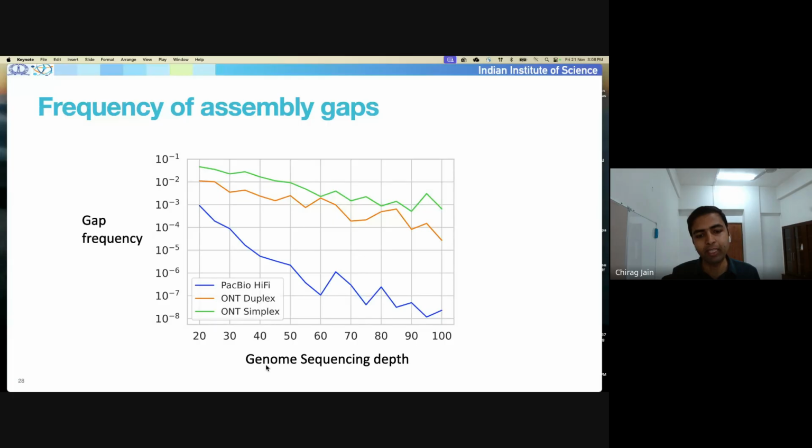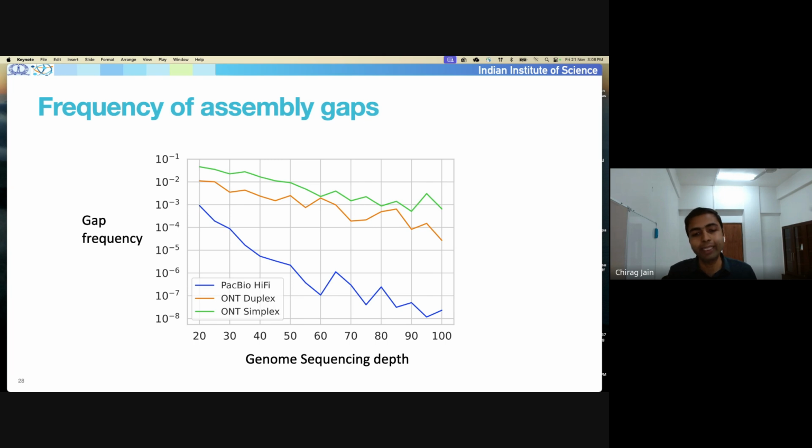So for example, on the x-axis, you see the genome sequencing depth, that is, how much data you're generating. And on the y-axis is the frequency at which you will see the gap. What I'm showing you here is that this frequency of gaps changes from one sequencing technology to another. And the reason different sequencing technologies have different gap frequencies is because they have different read length distributions.